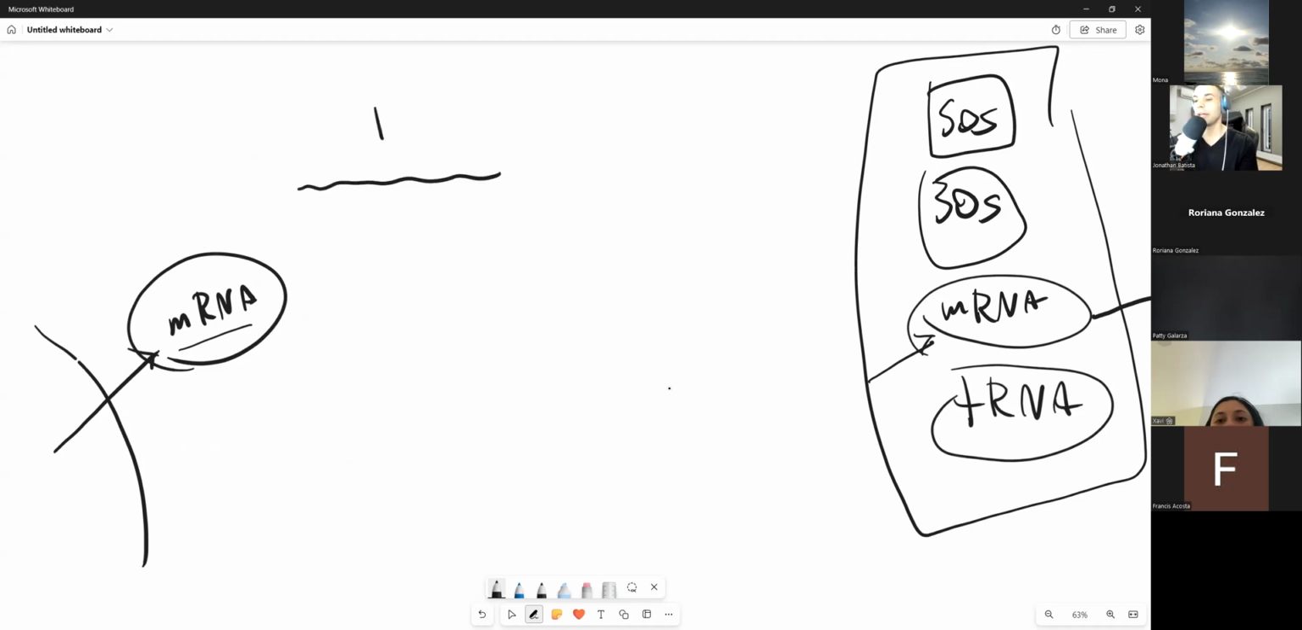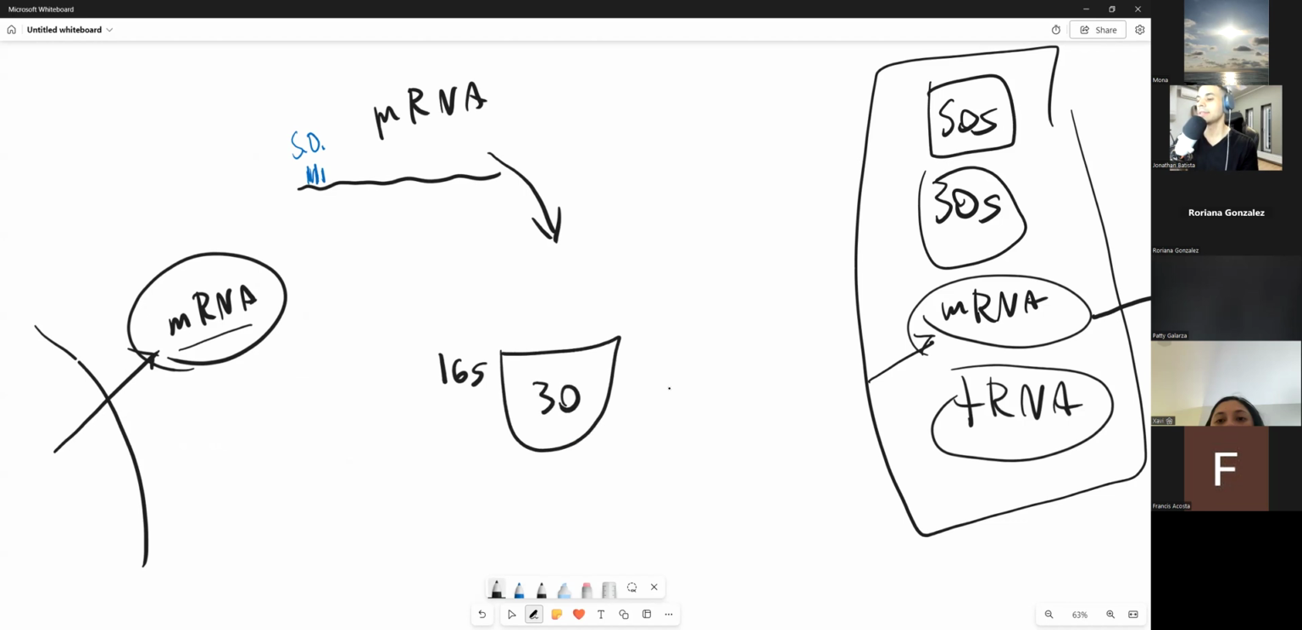mRNA has a sequence to it, which they call the Shine-Dalgarno sequence. Let's call it SD. This Shine-Dalgarno sequence will find the 16S part of the 30S. It'll find this part, and it's complementary to it. So 16S has complementary nucleotides to Shine-Dalgarno. That's the first step. We're going step by step.